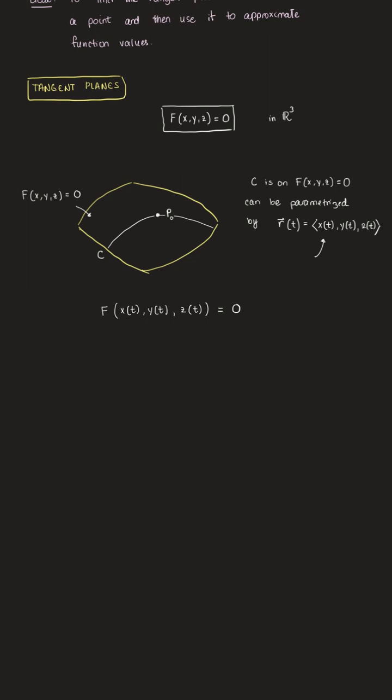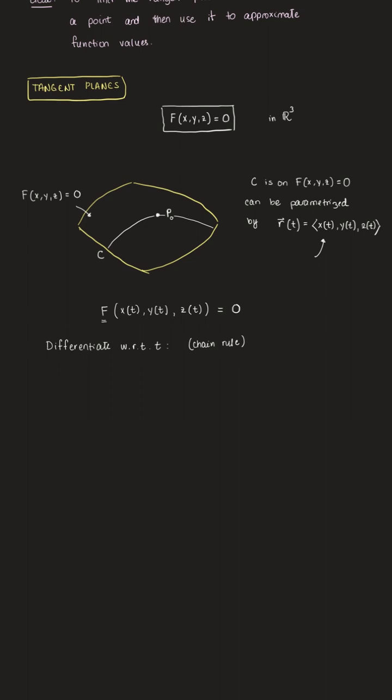So the next thing that we're going to do in our path towards finding our tangent plane is I'm going to differentiate this equation using the chain rule, and I'm going to differentiate with respect to t. And when we do that, f depends on x, y, and z. So we're going to have to use the chain rule since we have a composition where each component depends on t.